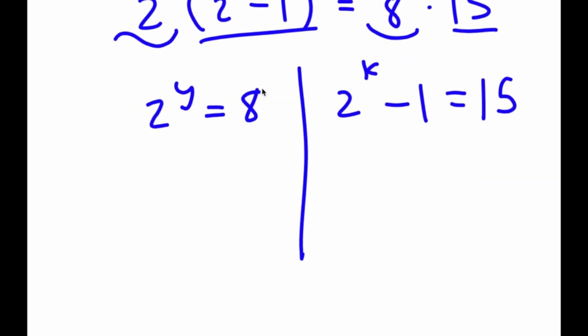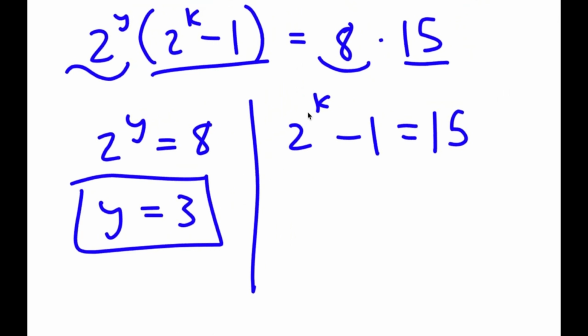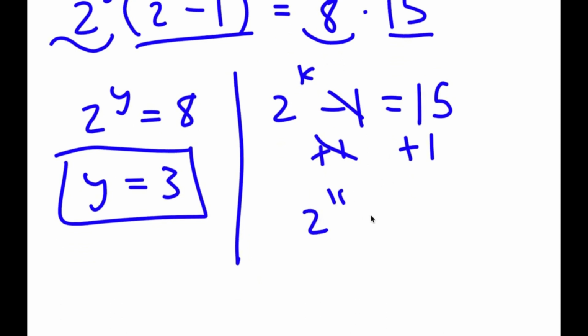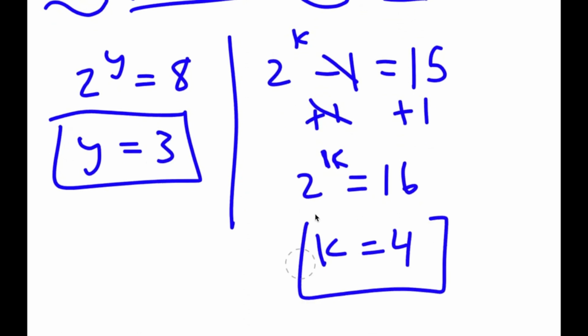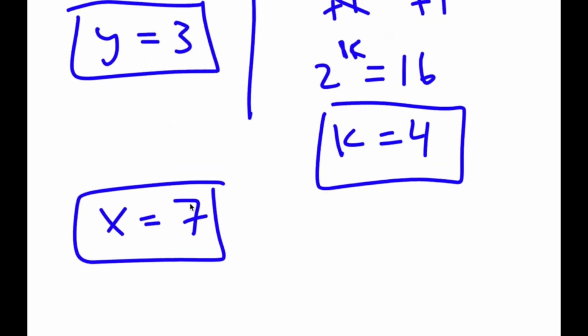So for 2 to the power of y equals 8, y is going to equal 3, because 2 to the power of 3 is 8. So that's our solution for y. And for 2 to the power of k minus 1, add 1 on both sides. I get 2 to the power of k is equal to 16, meaning k is 4. So now that we have our value for y and k, remember x is equal to k plus y, meaning x equals 4 plus 3, which is 7. So these are my solutions.